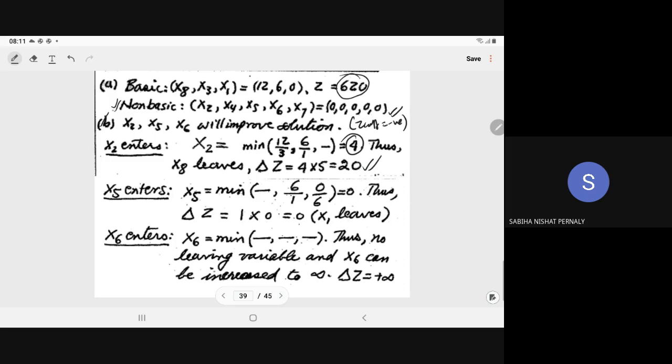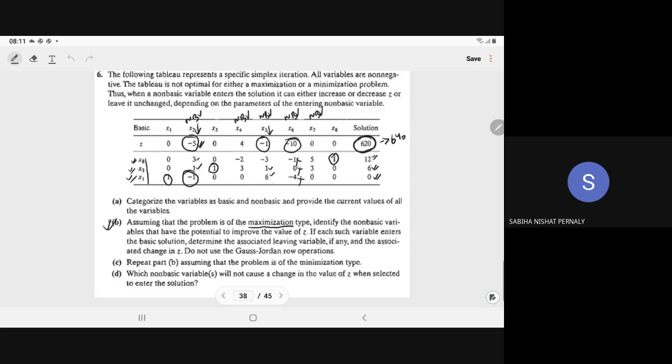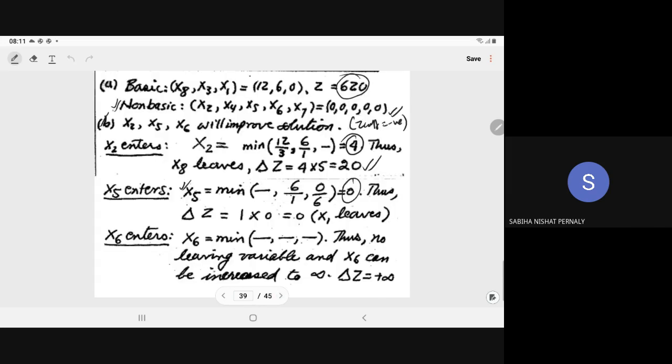Similarly, if x5 is the entering variable, then we take the ratio. So the first ratio is not possible. The second ratio is 6 upon 1 and 0 upon 6. We take the minimum, so the minimum is 0. So when x5 enters, the z coefficient is minus 1. In this case, the total change will come 1 into 0, that is 0. Means z will remain 620. Then x6 enters.